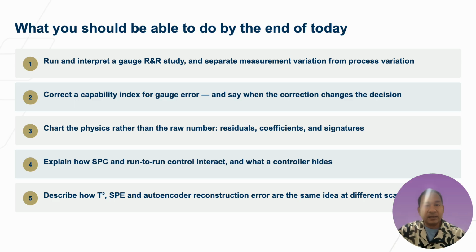Explain how SPC and run-to-run control interact and specifically what a controller hides from you. That one is genuinely counterintuitive. And describe how Hotelling's T², SPE, and autoencoder reconstruction error are the same idea at different levels of flexibility. If the fifth lands, the machine learning portion of this course stops looking like a new subject and starts looking like the same subject with better function approximations.